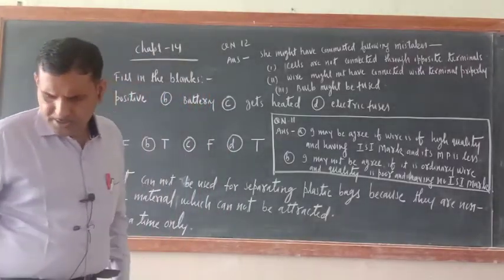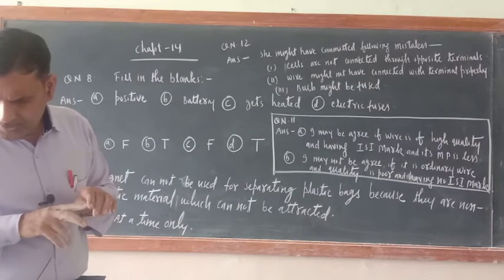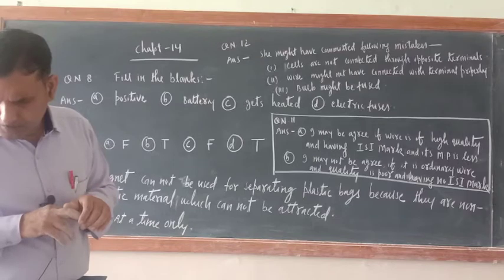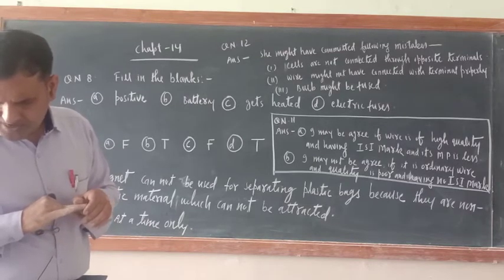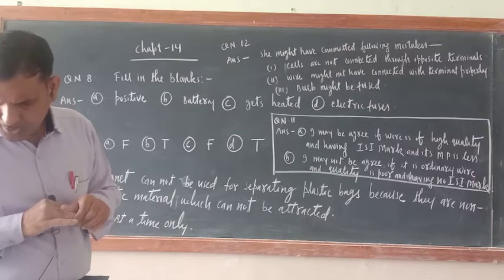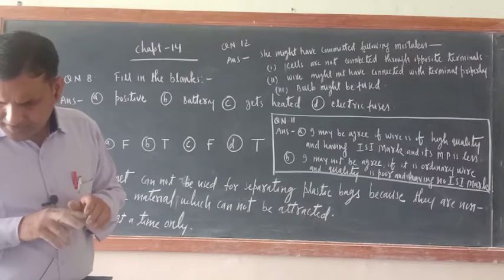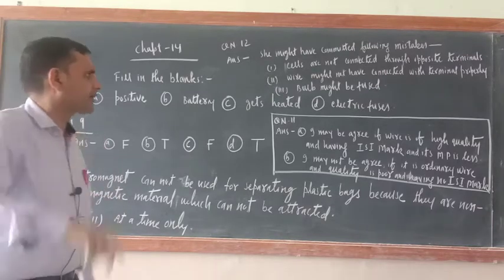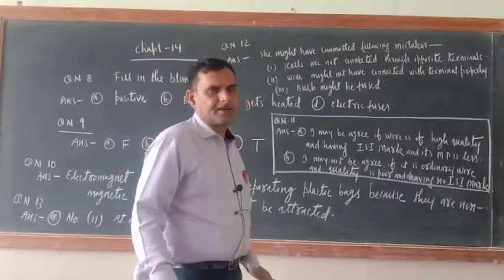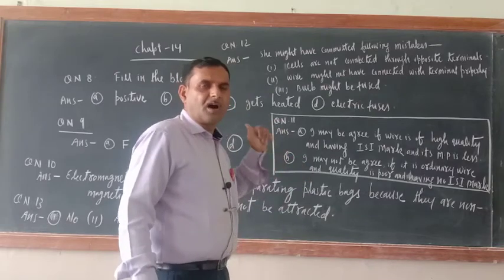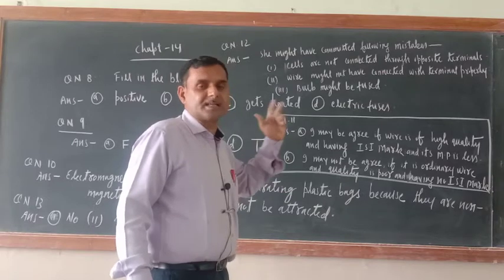Question number 12 is: Zubeda made an electric circuit using a cell holder shown in figure 14.4, a switch and a bulb. When she put the switch in the on position, the bulb did not glow. Help Zubeda in identifying the possible defects in the circuit. Okay, so just see. Zubeda made one electric circuit, but when she switched it on, the electric bulb is not glowing. So what are the possible reasons?